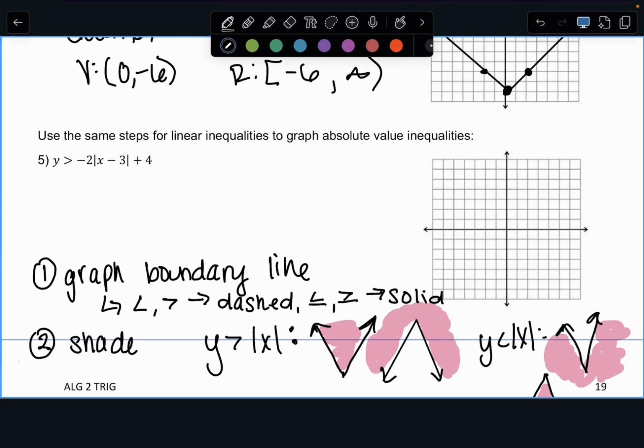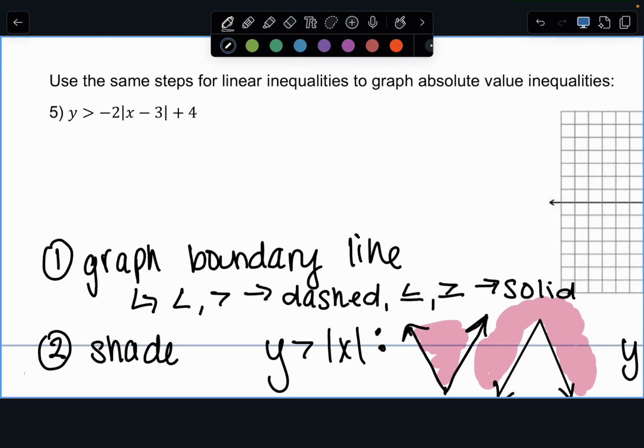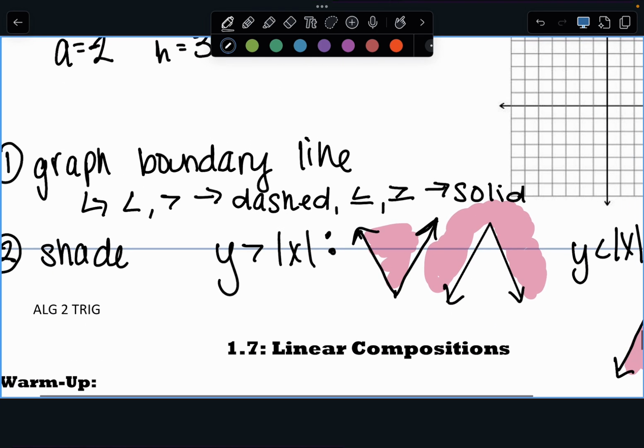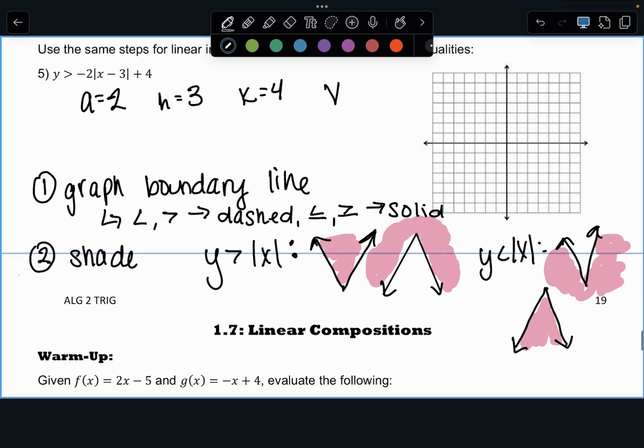So let's do it. For this one, what's my A value? -2. What's my H value? 3. And K? +4. So my vertex is at (3, 4). So I plot (3, 4). Boom.